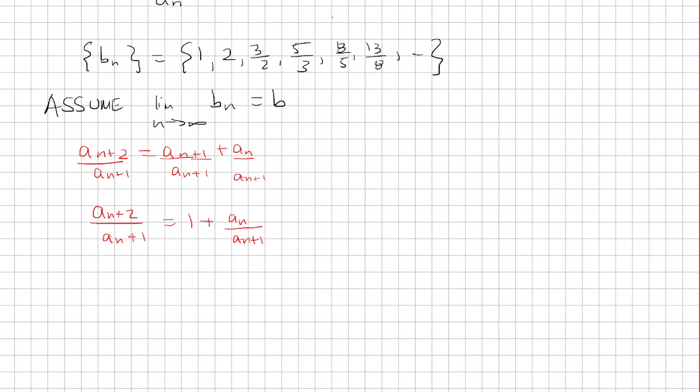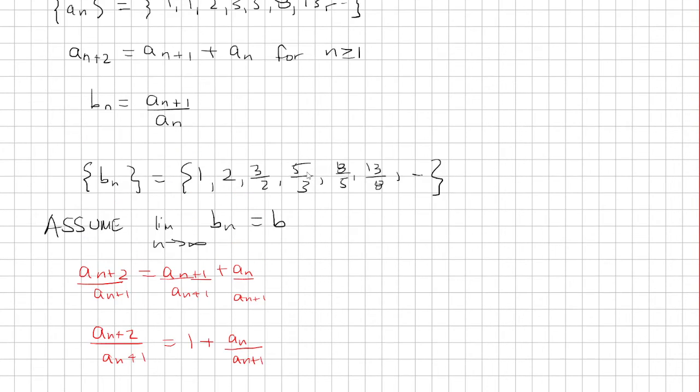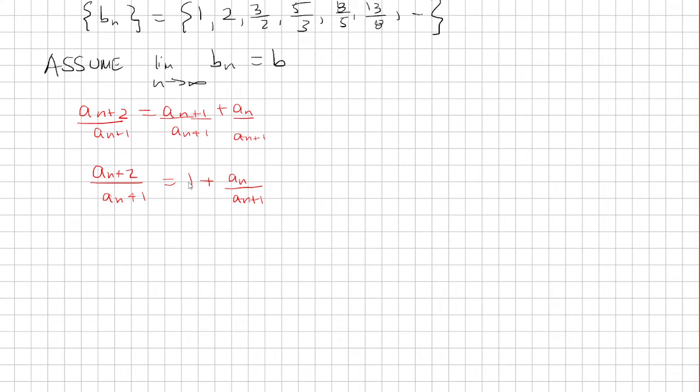Now, recall that b sub n was the n plus first term over the nth term. So this right here is the reciprocal of this. So this is really 1 over b sub n. And then the n plus second term over the n plus first term, that's going to be b sub n plus 1. So rewriting this, this will be b sub n plus 1 is equal to 1 plus 1 over b sub n.